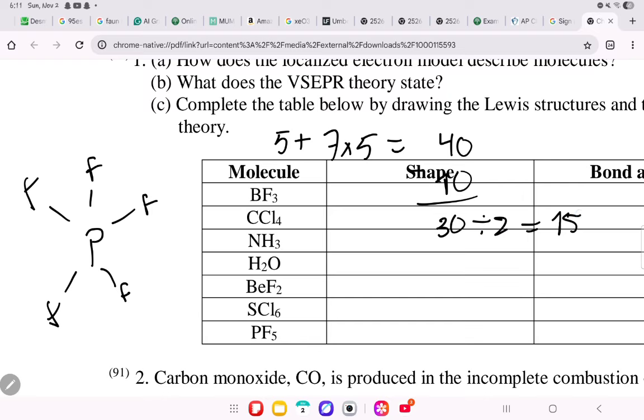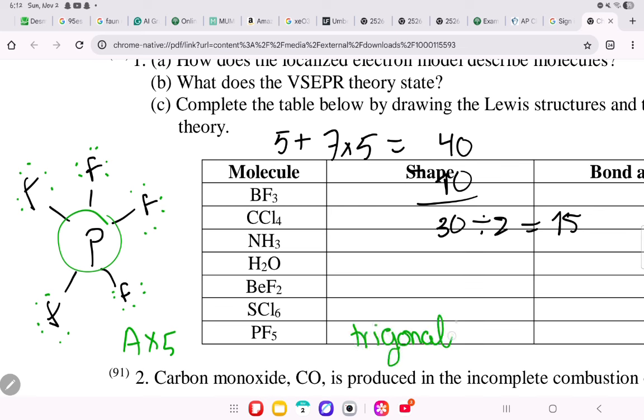So now we will put 15 lone pairs. So basically all of them fulfill the octet. And phosphorus can have an extended valence shell, and this is AX5. And AX5 is what? AX5 is trigonal bipyramidal. So trigonal bipyramidal. And what are the angles here?